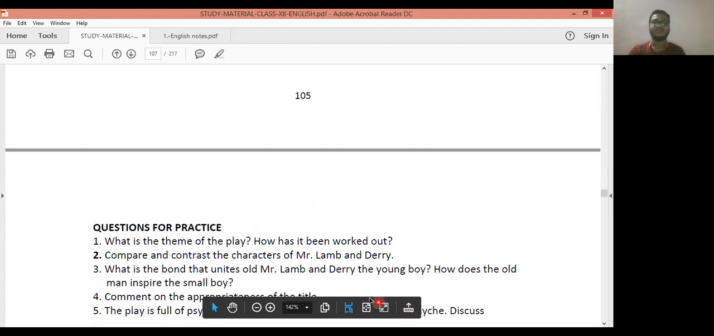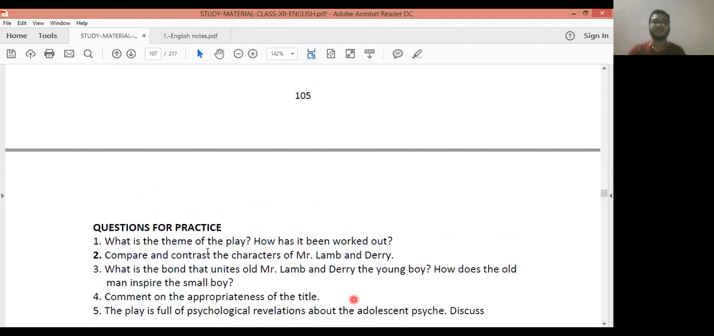Here are some more questions for practice. What is the theme of the play? How has it been worked out? Compare and contrast the characters Mr. Lamb and Derry. What is the bond that unites old Mr. Lamb and Derry, the young boy? Take the snapshots, students. Let me know in the chat box that all of you have taken the photo of the practice questions. Extra questions again. I hope all of you have taken the snapshot of this page. Quickly reply, students.